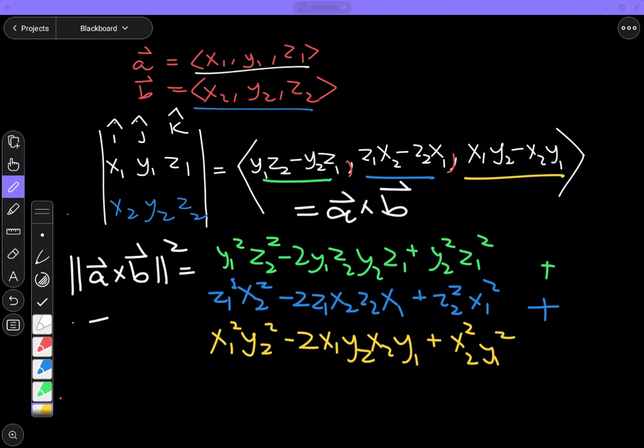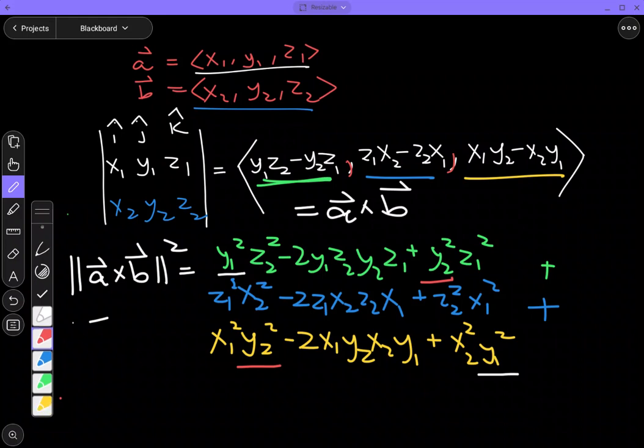Just to make it slightly easier to read, I've color-coded. The square of the x component would be this in green, the square of the y component would be that in blue, and the square of the z component would be that in yellow. And you add all of this together because the dot product is not a vector, it's a scalar. So now we have some common terms we can factor out. We have a y1 squared here and a y1 squared here. We have a y2 squared term here and a y2 squared term here.